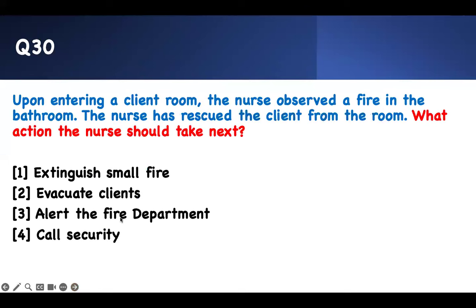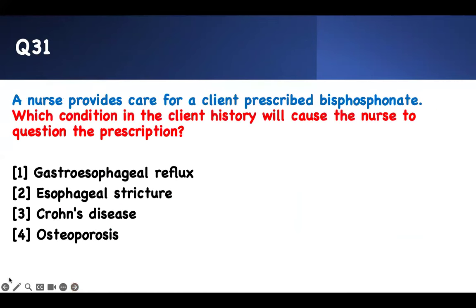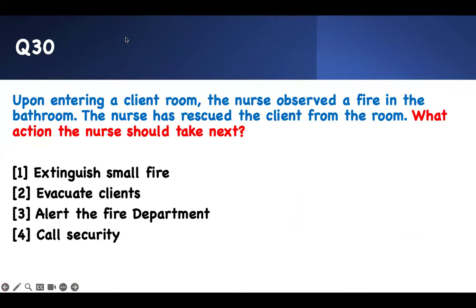Upon entering a client's room, the nurse observes a fire in the bathroom. The nurse has rescued the client from the room. What action should the nurse take first? This is something you already know, but I'm trying to trap you, right? You remember fire: RACE. So you rescue people. You already went to the room, you observed it, the nurse has rescued the client, so you go to A. You alert the fire department to come and take care of their job. You see how funny that question is? It's all content.